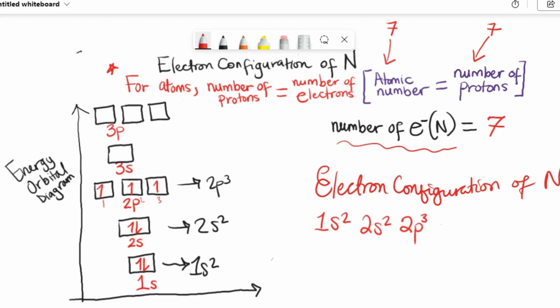We wrote the electron configuration in the right order from the lowest energy orbital to wherever we use it up, and we made sure that we filled all 7 of our electrons. And here we have the right answer.